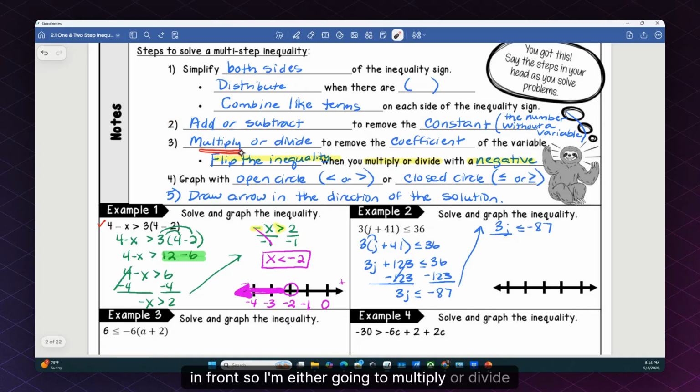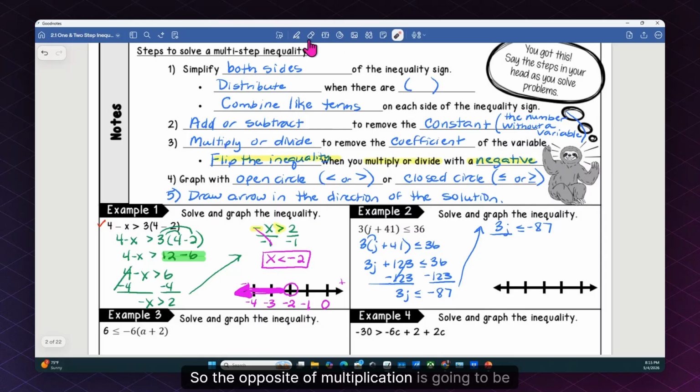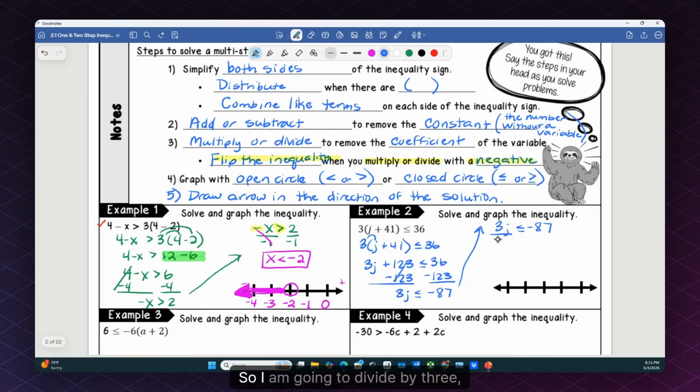So I'm either going to multiply or divide to remove that. Well, when I see 3 next to j, that means multiply. So the opposite of multiplication is going to be division. So I am going to divide by 3 on both sides. And I get j is less than or equal to negative 87 divided by 3 is negative 29.